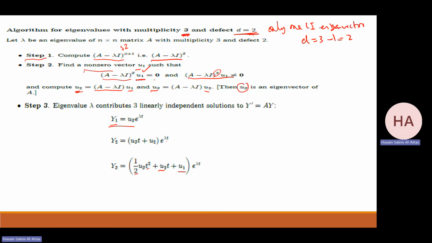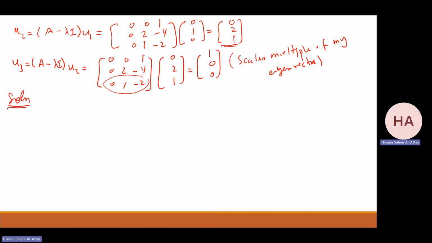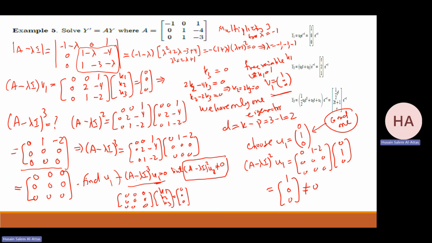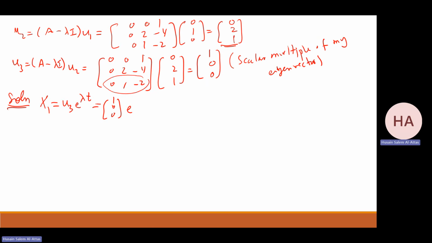Solutions. Y1 is U3 e to the lambda t. Y2, the second solution, is U3 t plus U2, e to the lambda t. And this is the third solution: half U3 t squared plus U2 t plus U1, e to the lambda t. That's my first solution, U3 e to the lambda t, and that is 1, 0, 0. What is lambda? Lambda was what? Minus 1. Yeah, e to the minus t.